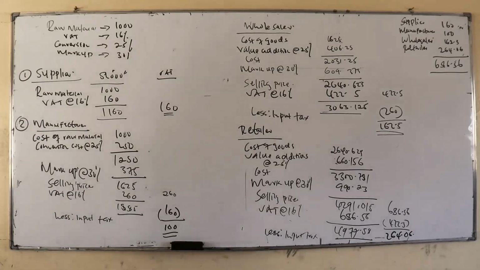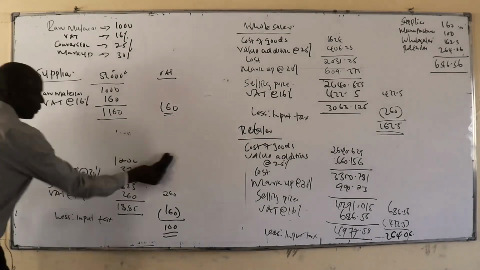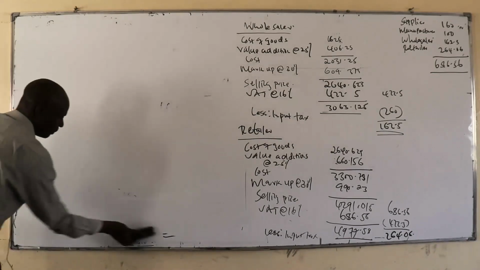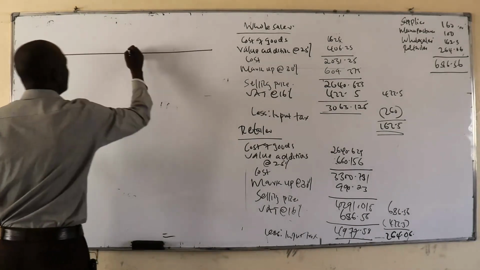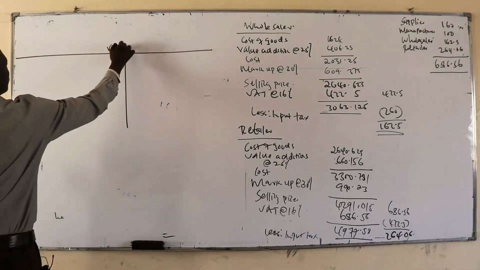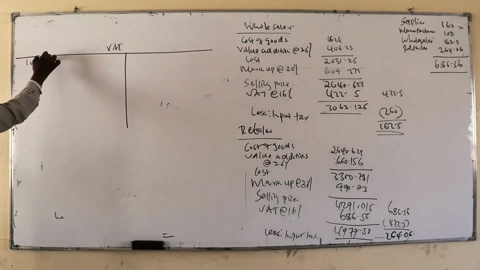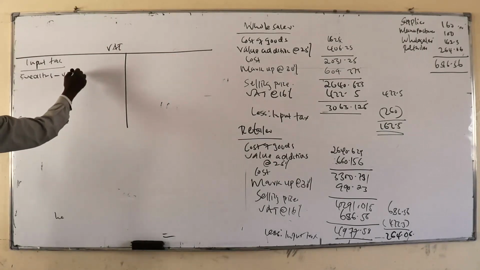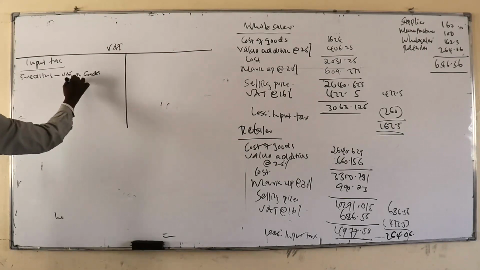But if you're an agent and you're dealing with a variety of products, how do you account for it? So I think you've understood how it moves, isn't it? Now, if you're a trader dealing with many products, you open a VAT account. It is maintained on monthly basis. So this is a VAT account. This side, you record input tax. You go to your creditor's account, you take VAT on credit purchases.